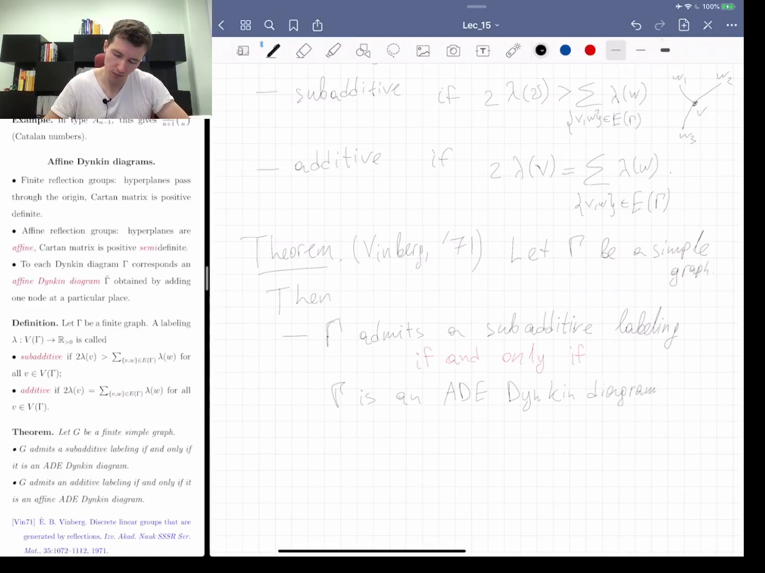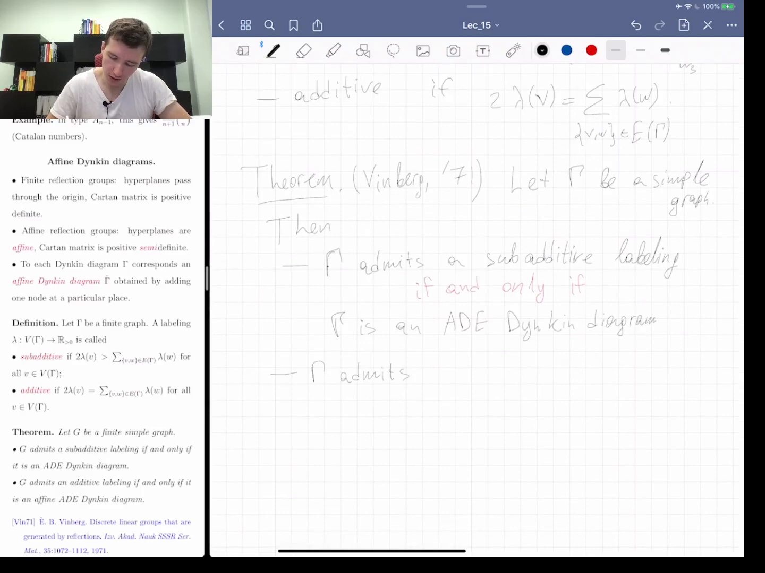And the second part is that gamma admits an additive labeling if and only if gamma is an affine ADE Dynkin diagram.